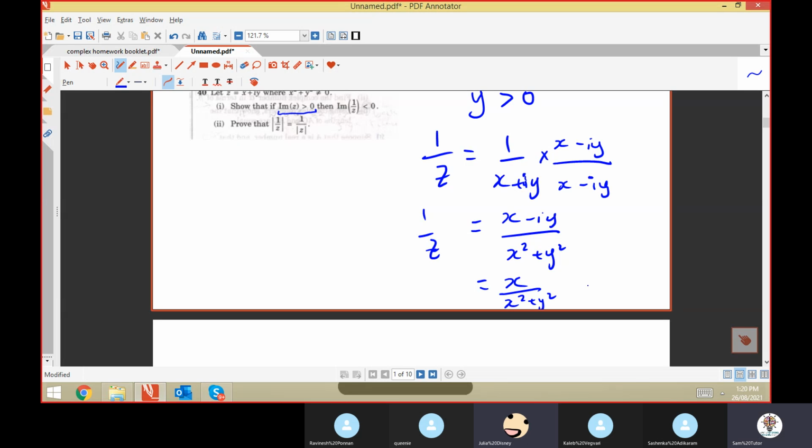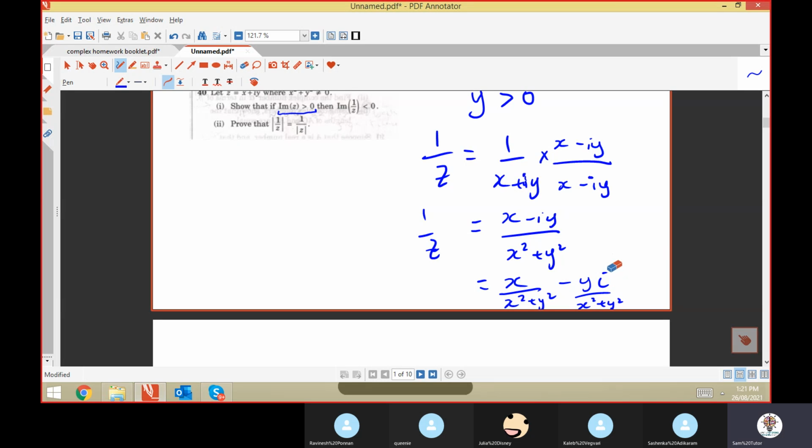And then what would be the imaginary part? Minus y over x squared plus y squared. And do we include the i or no? Yes, we include the i, because we're writing in that form. I haven't said which one's the real and which one's the imaginary. We're just writing in the a plus ib form, Cartesian form. Good. I'll pause there.